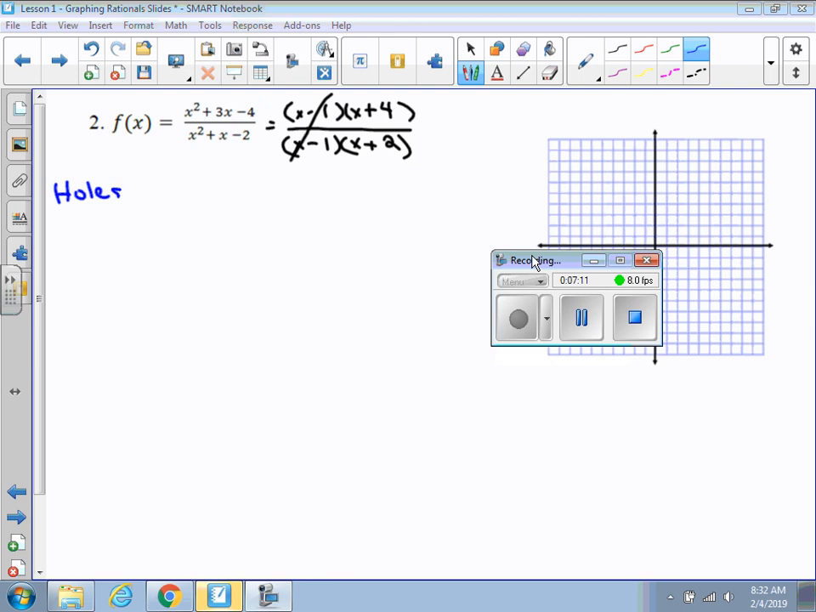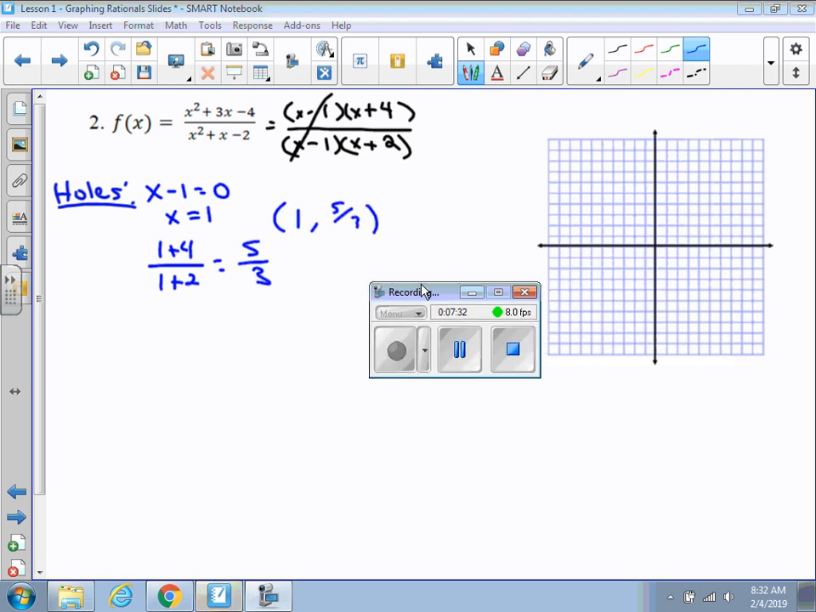So for our hole, we're going to set x minus 1 equal to 0 and solve for x. We get 1. So now we're going to take that 1 and plug it into our leftovers to find the y value. So we have 1 plus 4 over 1 plus 2. That's going to be 5/3. So our hole is at (1, 5/3). So let's graph that. 1 and 5/3 somewhere in there.